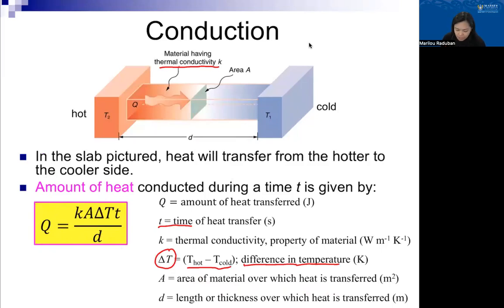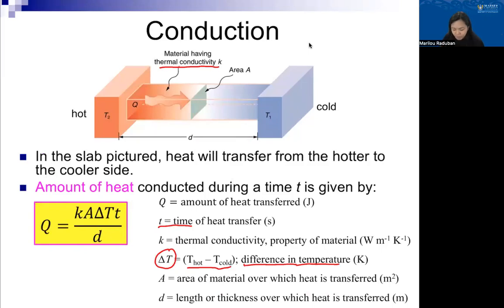Okay, and so you have this equation that relates the amount of heat transferred to the different parameters. Thermal conductivity K, the area over which the heat is transferred, difference in temperature, delta T, hot minus cold temperature, the length of time over which heat is transferred, and the thickness or distance D over which heat is transferred. Right? Okay, so I hope the equation makes sense, if you think about it logically.